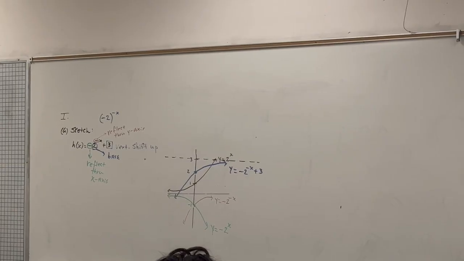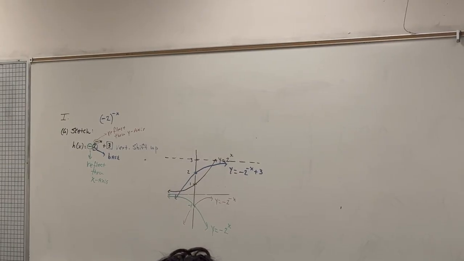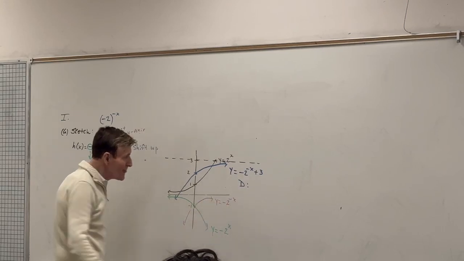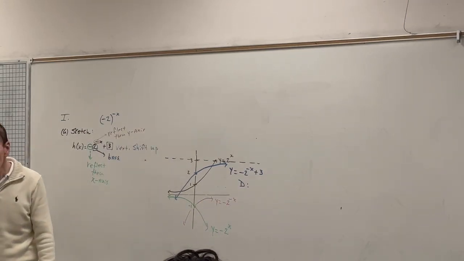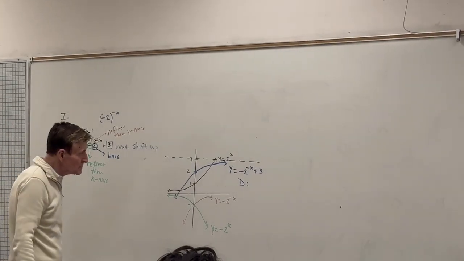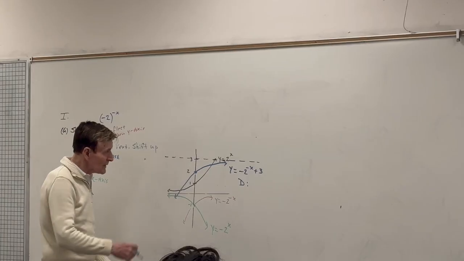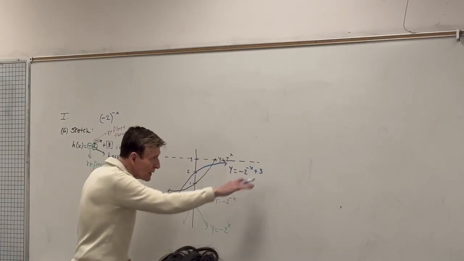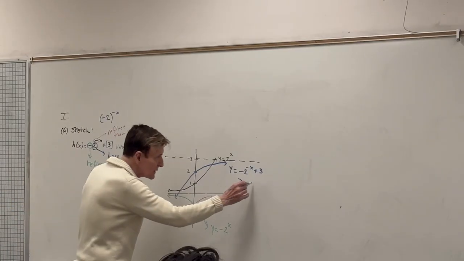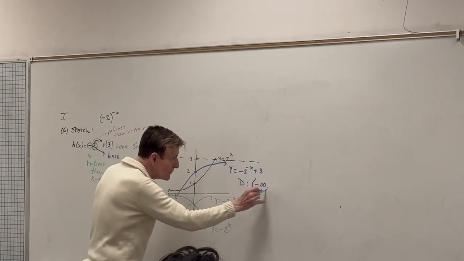Oh boy. Can anyone give me the domain of that final blue graph? What is this domain from left to right, based on the way the graph looks? Any ideas? It goes out this way and it goes out that way. What might you say the domain is? Is it all real numbers?